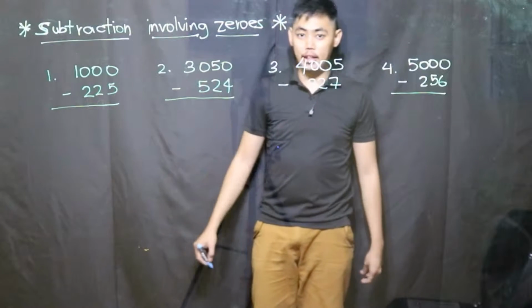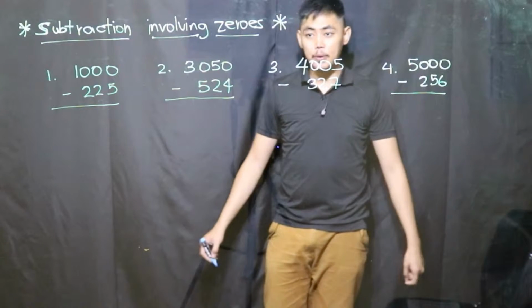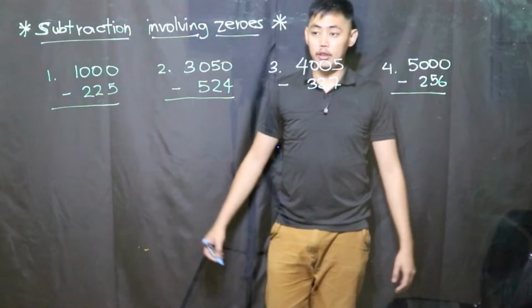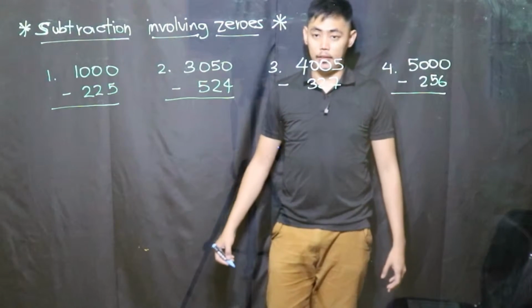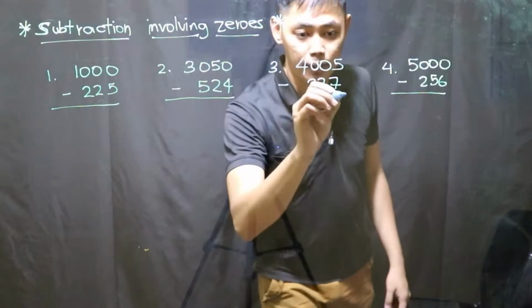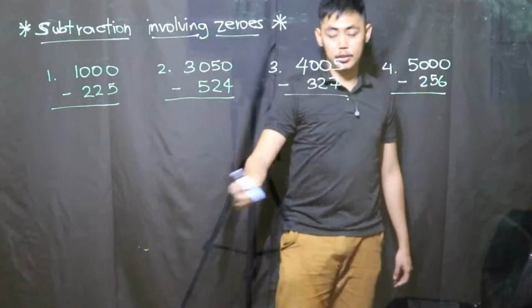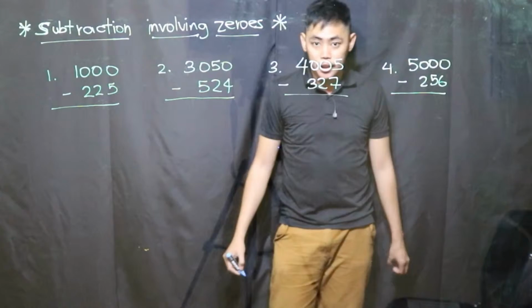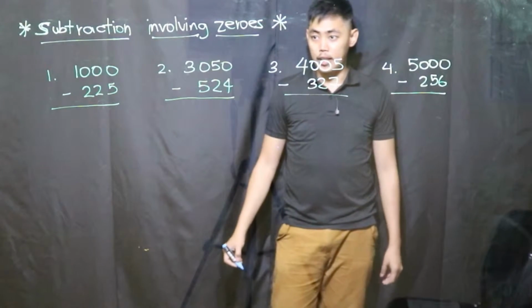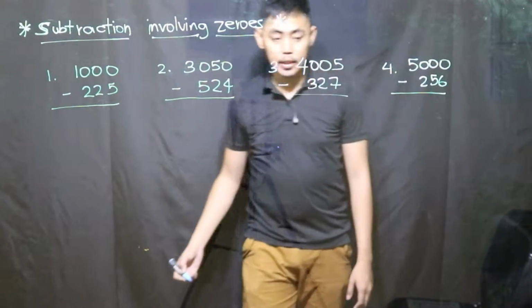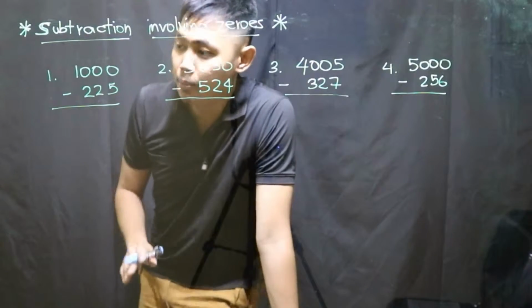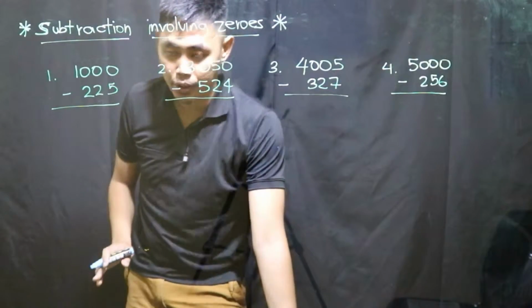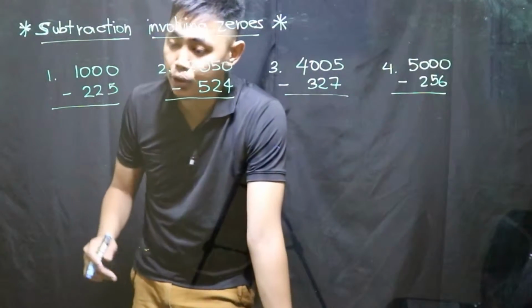Hello guys, welcome to another video this week, and today we will learn about subtraction involving zeros. For this week, we will solve these 4 items here so that you will understand how we subtract. Starting at number 1, we have 1000 minus 225. So how do we do this?